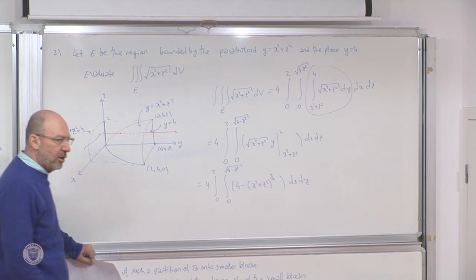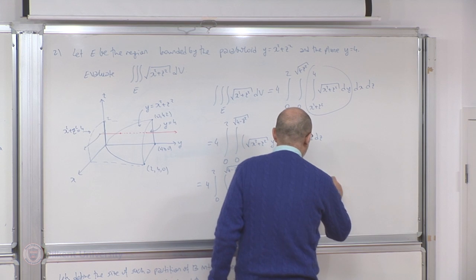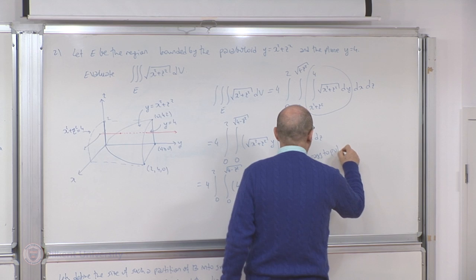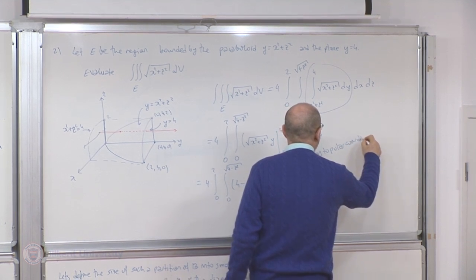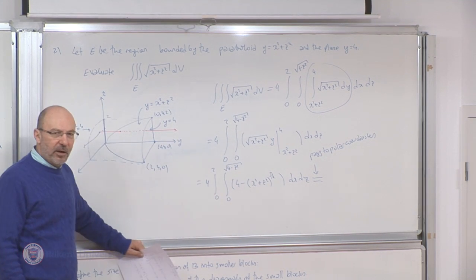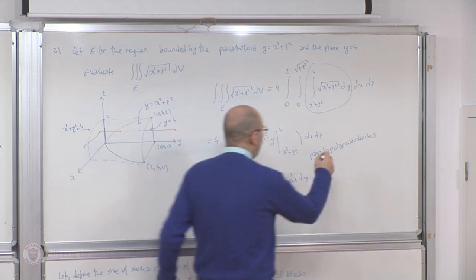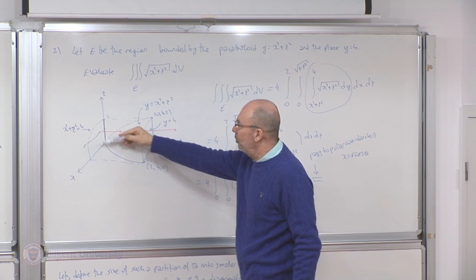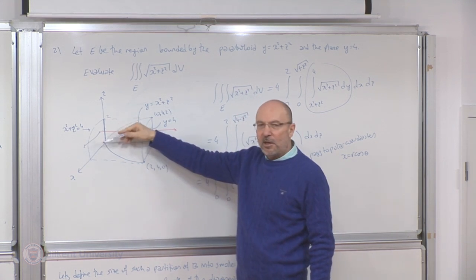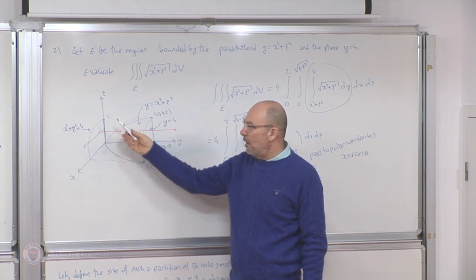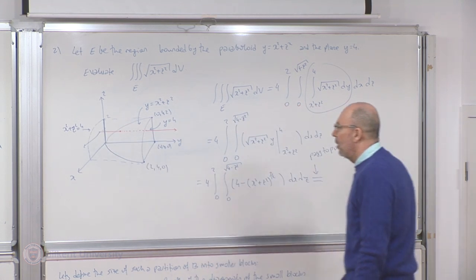pass to polar coordinates. So I'll leave it as an exercise to you. Pass to polar coordinates. But polar coordinates has to do with x and z, so you have to be creative here. Let's say x equals r cos theta. We are trying to express everything here in terms of r and theta. You can choose it in any way you like.